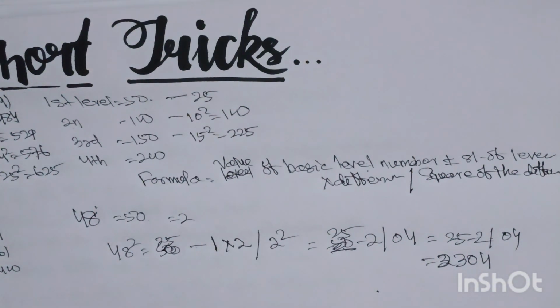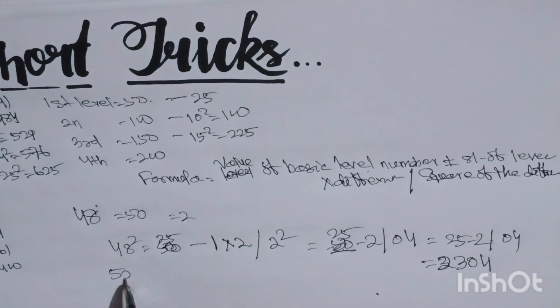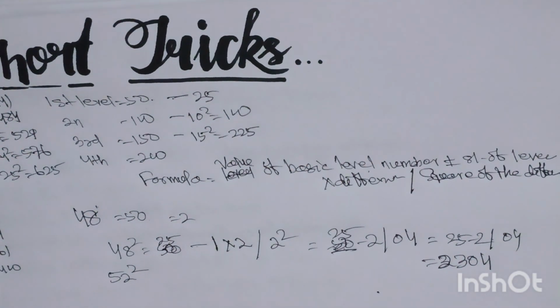Similarly, you can find the square of 52. Here 52 is greater than 50. So the plus sign is used.